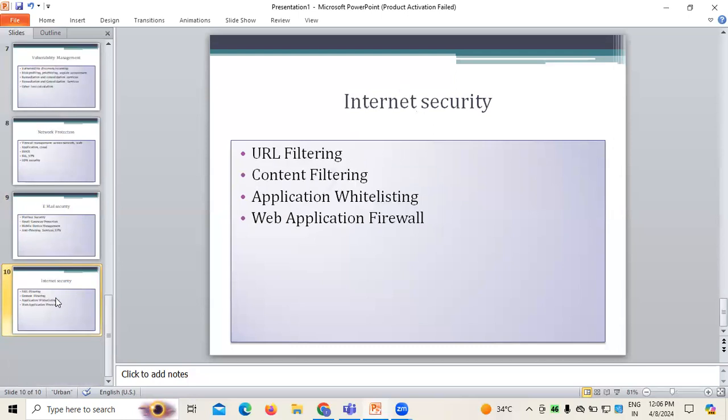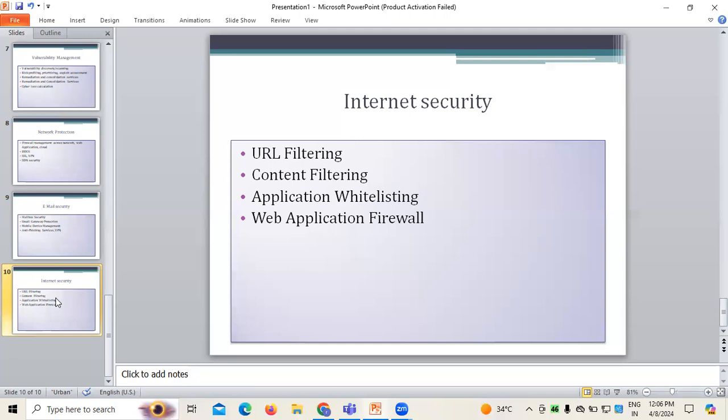Next one is internet security. When it comes to internet security, we are going to design, deploy and manage browser controls for business and support business units. That includes all the necessary controls to reduce the attack landscape. In this regard, URL filtering is one of the services we do. At the same time, content filtering, application whitelisting, right? Whitelisting. At the same time, web application firewall. All these things come under the internet security part.